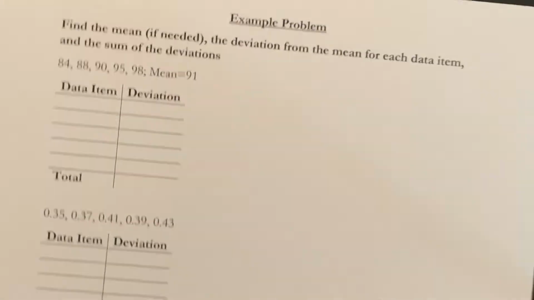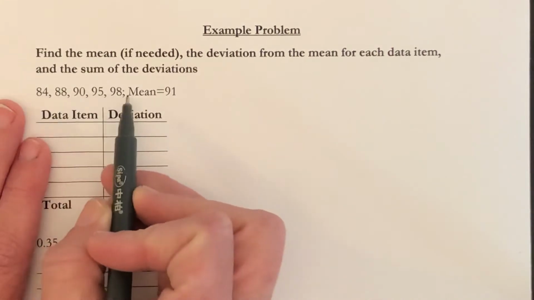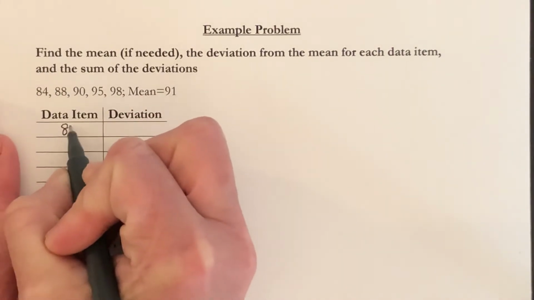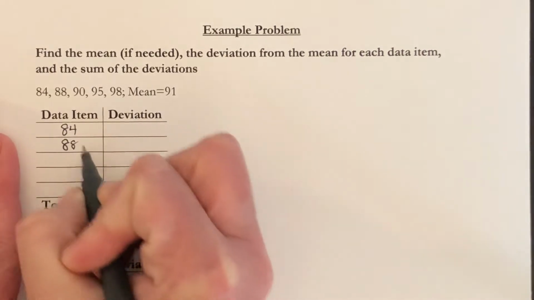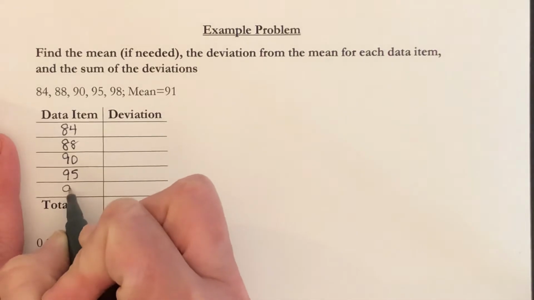Okay, so let's look at these example problems. We are supposed to find the mean if we need to, and then the deviation from the mean from each data item, and then the sum of the deviations. Okay, so right here, these are our data items. I'm going to list them here. So 84, 88, 90, 95, and 98.